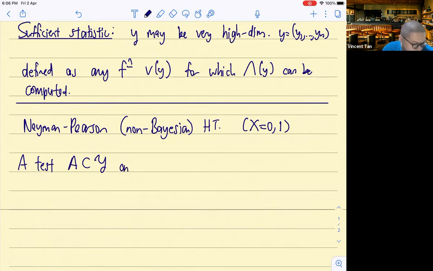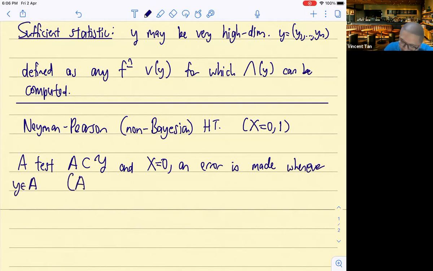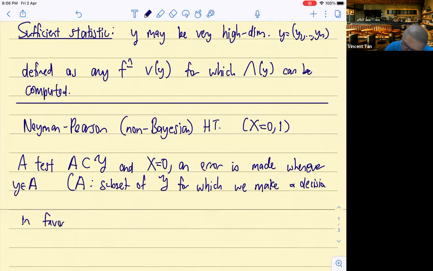Given a test and X is equal to 0, an error is made whenever Y belongs to A. All right. So what is this A intuitively meaning? What does it mean intuitively? A is the subset of Y for which we make a decision in favor of hypothesis X equals to 1.